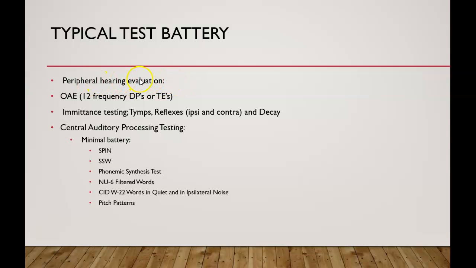If they have normal peripheral hearing, then we move on to otoacoustic emissions. I use both the distortion product and the transient evoked otoacoustic emissions, and I'm looking for any changes in either of those that might suggest a problem physiologically. We do emittance testing, which includes tympanometry, acoustic reflexes, and tone decay. And then the actual auditory processing test battery. And this is a minimal battery.